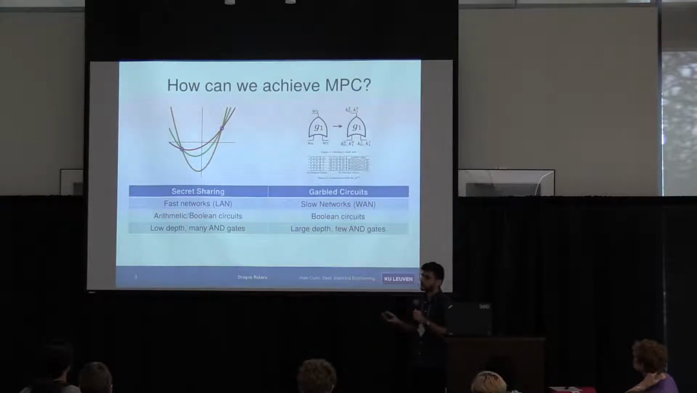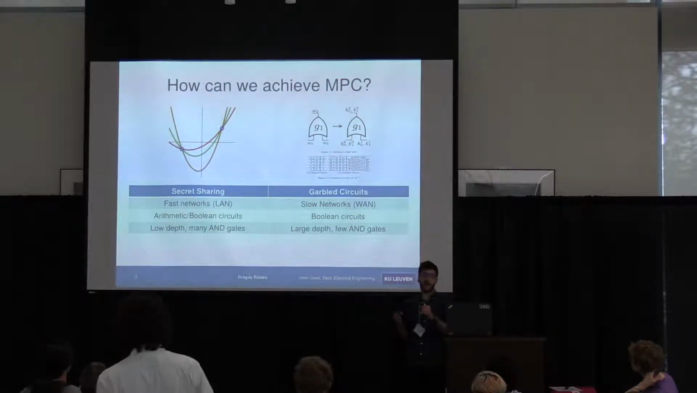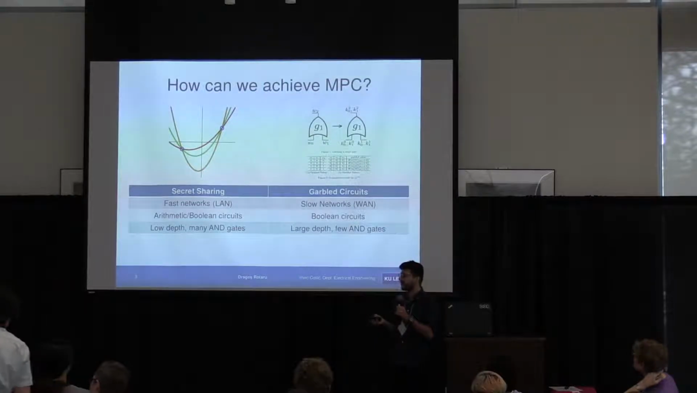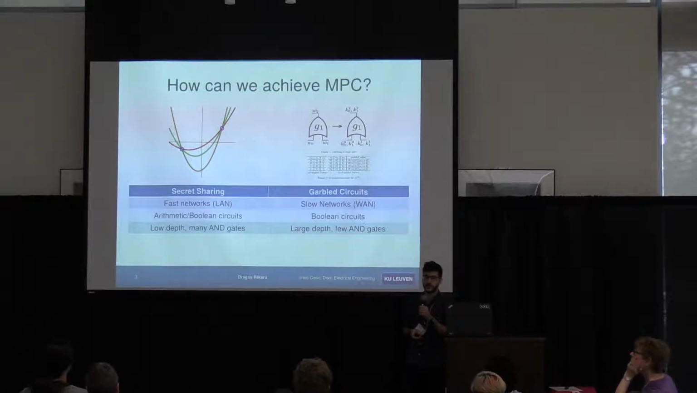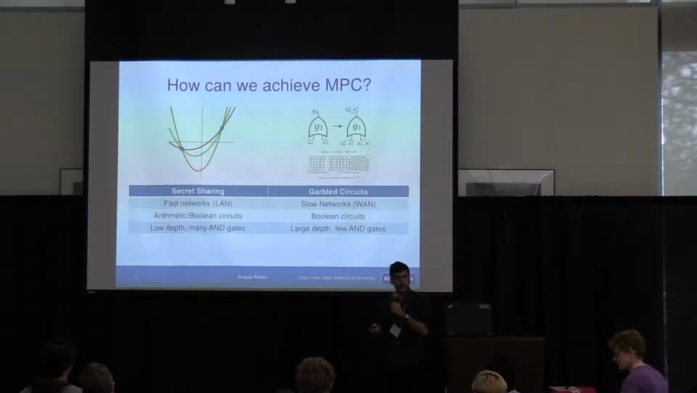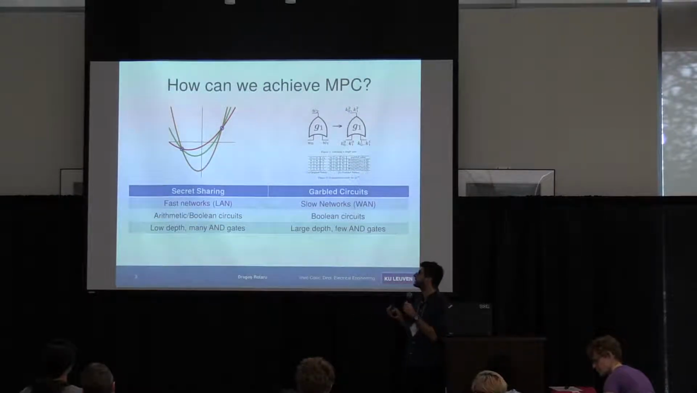Well, there are two paradigms: the secret sharing paradigm and the garbled circuit paradigm. Each has its own advantages and disadvantages. For example, secret sharing is good on fast networks, whereas garbled circuits are good where the latency between the computers is big. Secret sharing is good for arithmetic, and also Boolean circuits, garbled circuits.